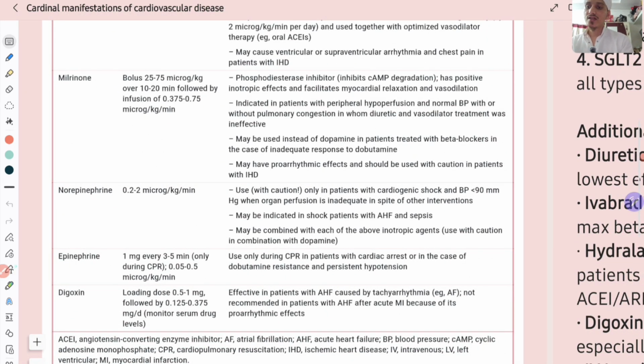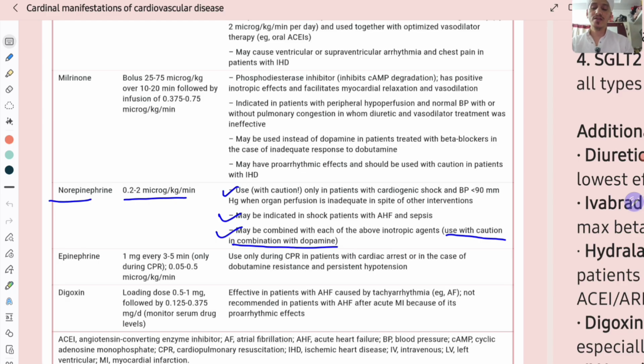Milrinone later. So the next important drug is norepinephrine, which you use. The dose is 0.2 to 1 microgram per kg per minute. Use with caution only in patients with cardiogenic shock and BP less than 90 mmHg when organ perfusion is inadequate. In spite of other interventions, if you have given dopamine but the patient is still hypotensive, with BP less than 90, then you can give norepinephrine. May be indicated in shock patients with acute heart failure and sepsis. May be combined with each of the above inotropic agents. Use with caution in combination with dopamine. So you can combine without any fear with dobutamine, but with caution with dopamine.